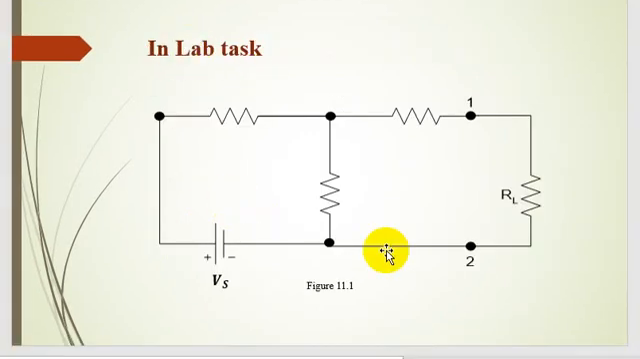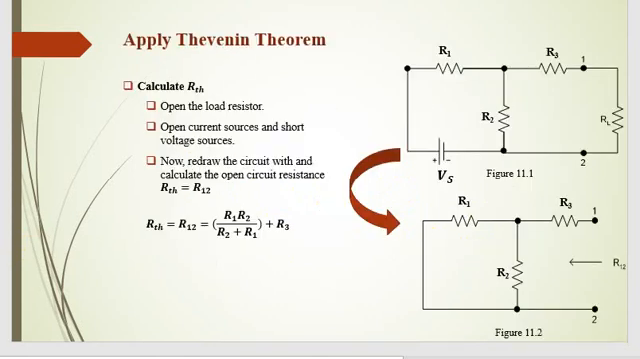So here is your in-lab task, and it is the same as we have already done in lab 10. Let's revise the Thevenin theorem, because to find out the maximum power transfer, we need to construct a Thevenin equivalent circuit. For the Thevenin theorem, we need two important parameters. The first one is R Thevenin and the second one is V Thevenin. How to calculate the R Thevenin? These are some steps that are given in this slide.